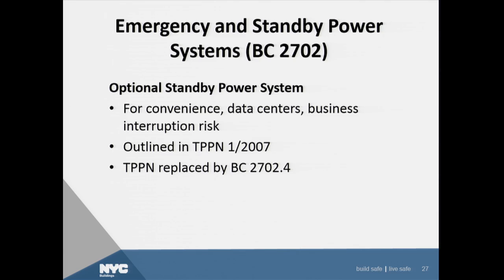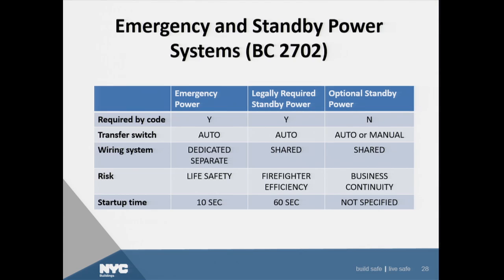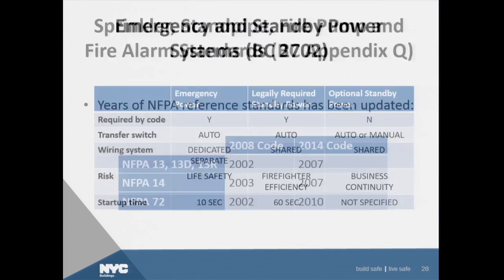It also talks in BC 2702, which I'm talking about now, about optional standby power systems, your data centers, your business interruption stuff, all the things you want. It was outlined in a TPPM, which is now replaced with a section that explains when you want to put an optional system for a building that ought to have emergency or standby power but doesn't. Okay. And if you look at this table, I'm not going to repeat it. It just breaks into the three things. For those of you who are interested, you can look at that. It's very interesting, and you have it in the materials that were provided to you.